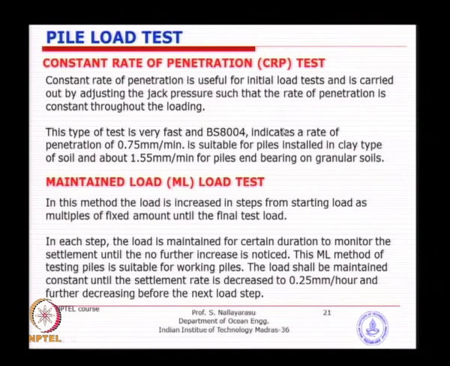So, the two methods of testing that we were discussing the other day are constant rate of penetration and maintained load. Constant rate of penetration is, as you can see here, 0.75 mm per minute. So, it is quite a slow process, and that is actually required by the British code BS 8004, which is for design of foundations.